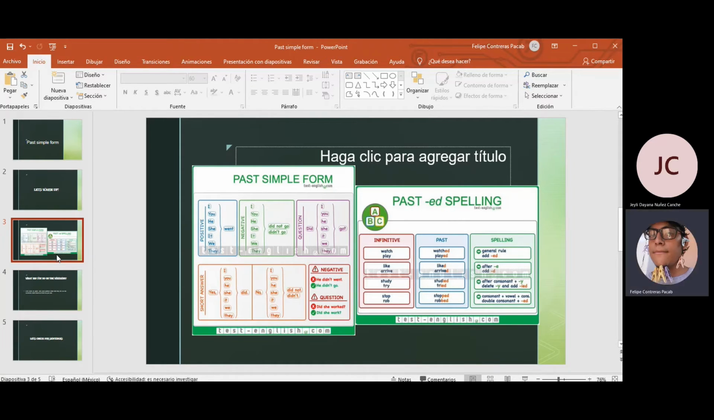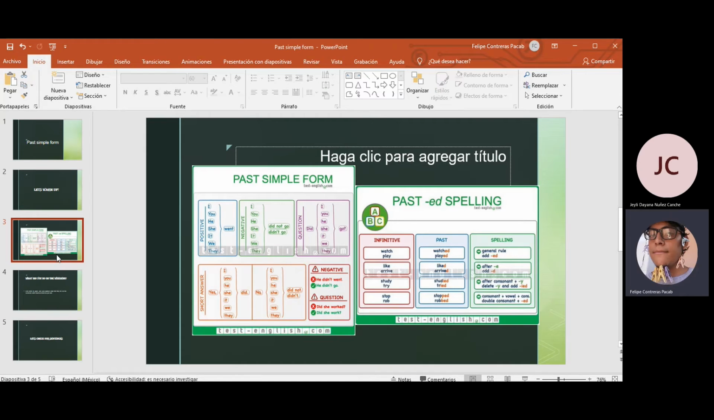So, in short answers, on the affirmative or in negative, you need to answer first with yes or no. Then you add I, you, he, she, it, we, they, and afterwards you put did or did not or didn't.